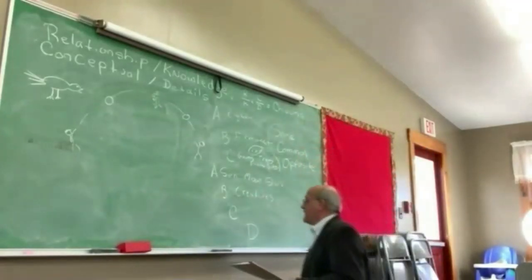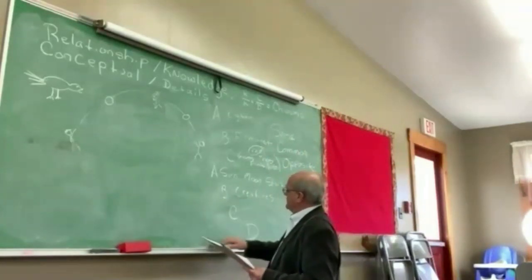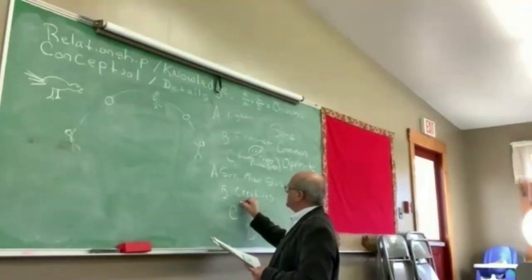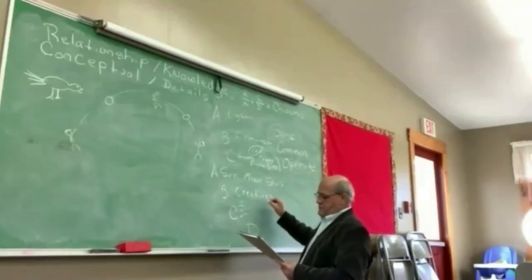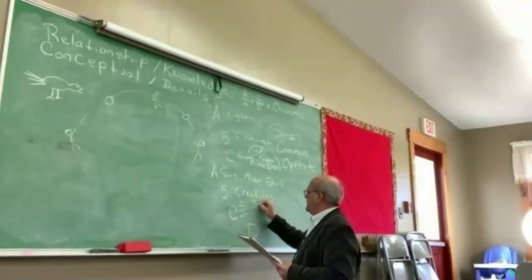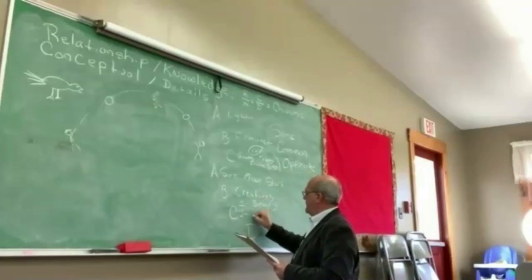Okay. Now, sometimes there's structures within structures, right? So on the sixth day here, it's broken out into two parts. Okay? So you have the beasts of the earth, and here you have Adam and Eve.